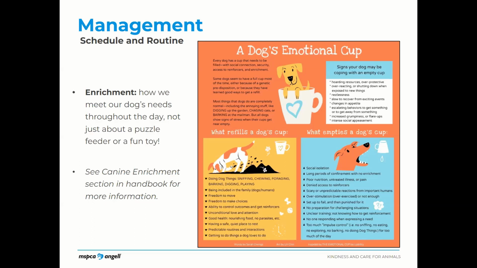We also want to make sure we're avoiding scary or unpredictable things in the home. So that goes back to how we've talked about keeping their world pretty small. So you can see that a lot of the things that we already talked about in Module 1 and the beginning of this module really come down to a lot of what we're talking about in this slide and how we're managing the dog's schedule, their routine, their daily setup, and their access to enrichment.